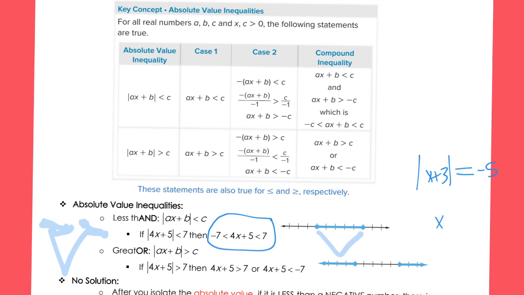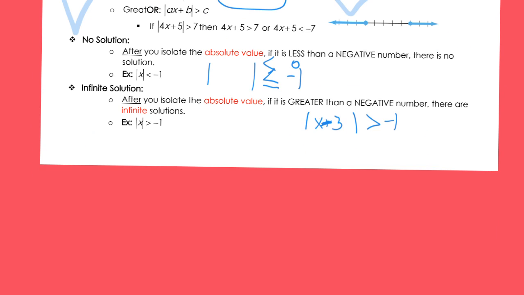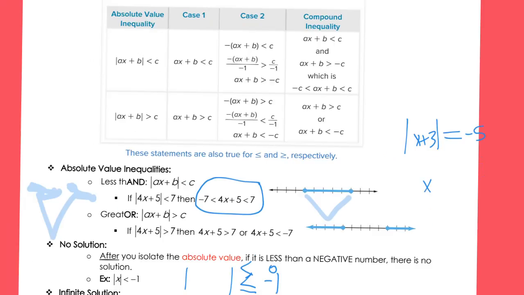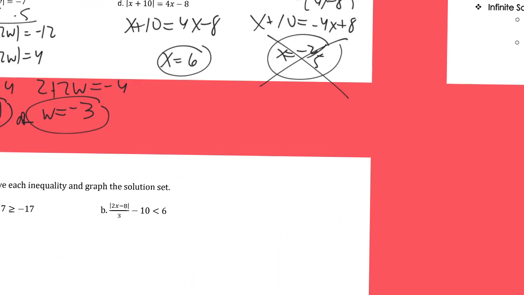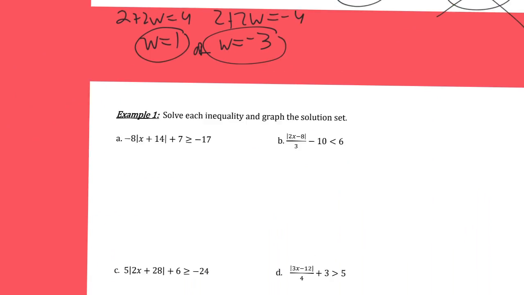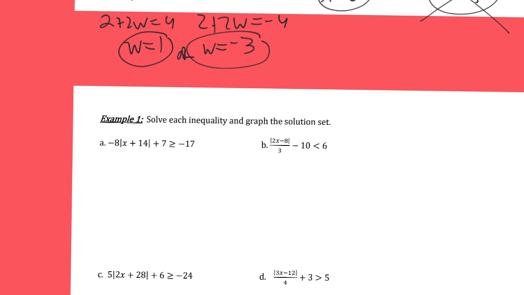But with numbers, you can pretty much slap it between those values. Let me see if I can find the next page here. Okay, here it is. So on the first question, we have to isolate it, and so get the absolute value by itself. So we're going to subtract 7 from both sides, and we are going to get -24.